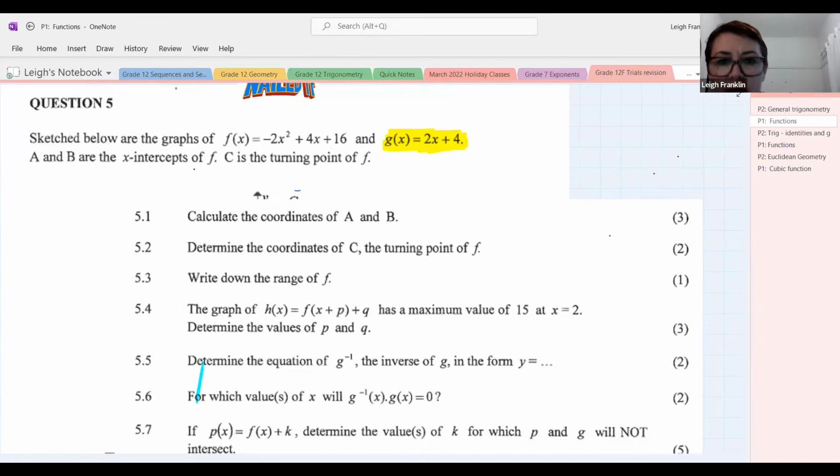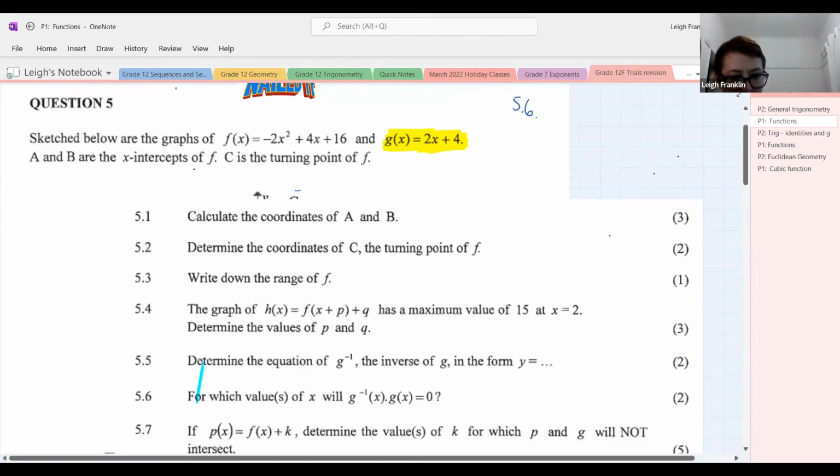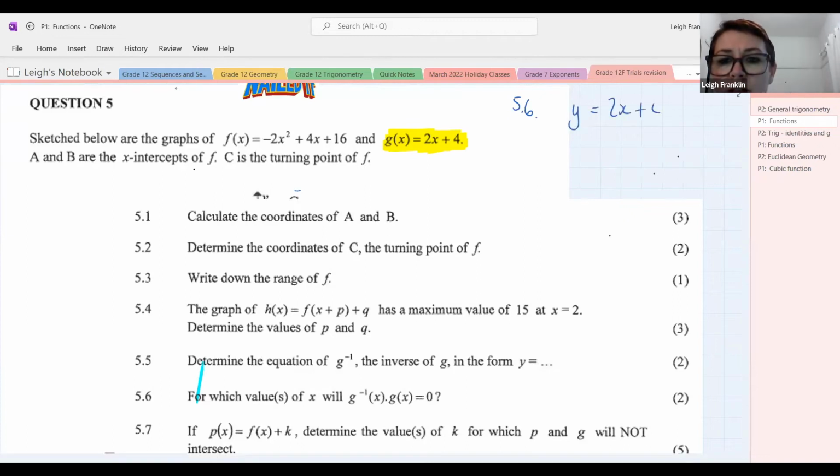So if y equals 2x plus 4, the inverse, g to the minus 1, means we've got to switch x and y around, isn't it right? So that means we're going to say that x equals 2y plus 4. So now I've still got to make y the subject of the formula, don't I? Isn't it 5.5? Oh, sorry, it is. It's 5.5. Sorry, beg your pardon.